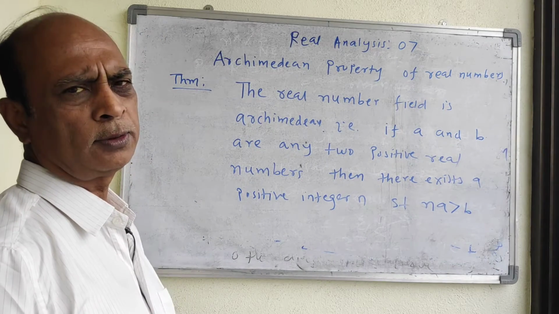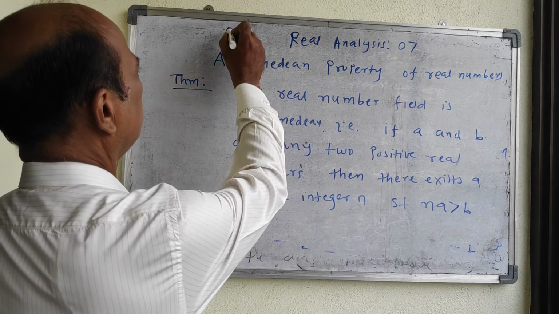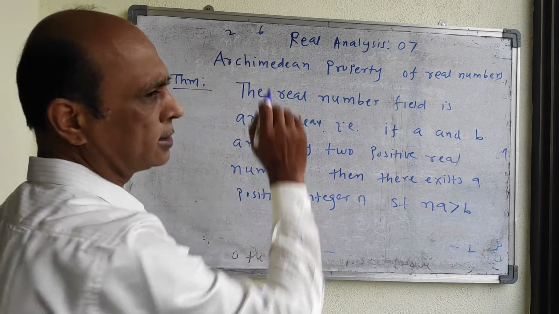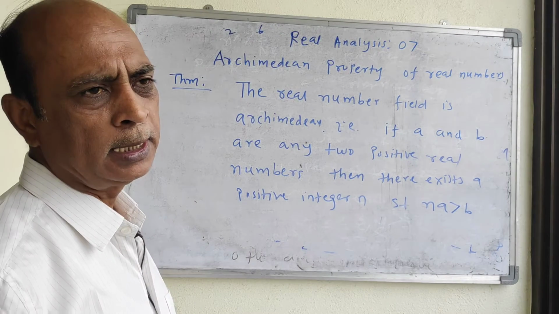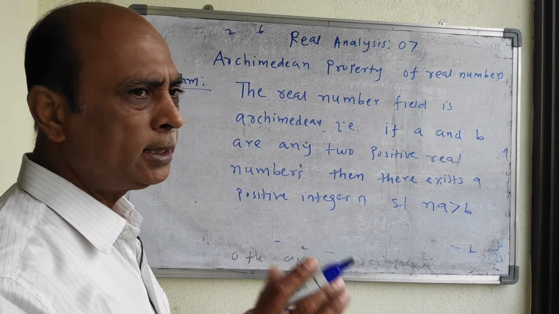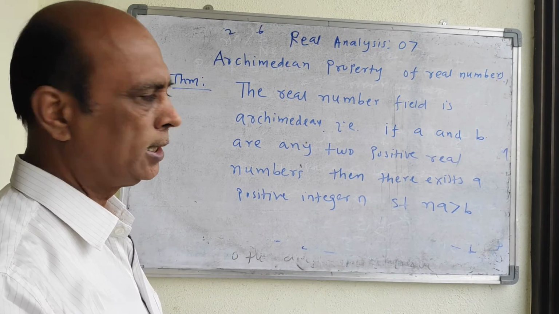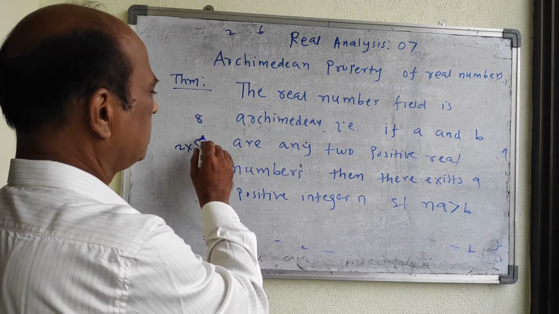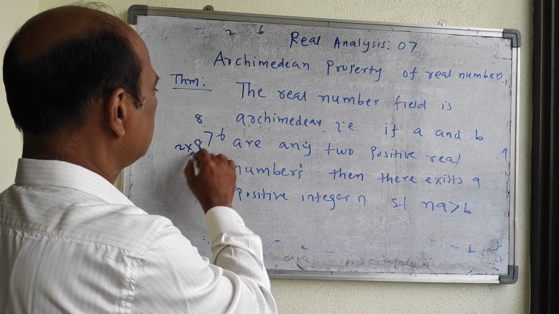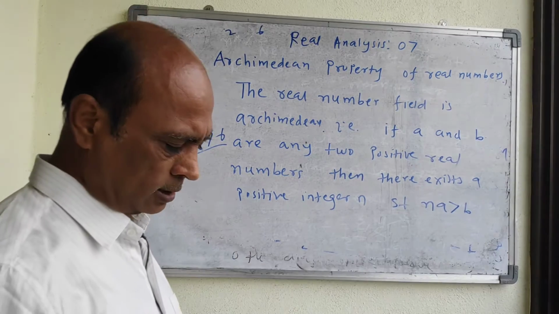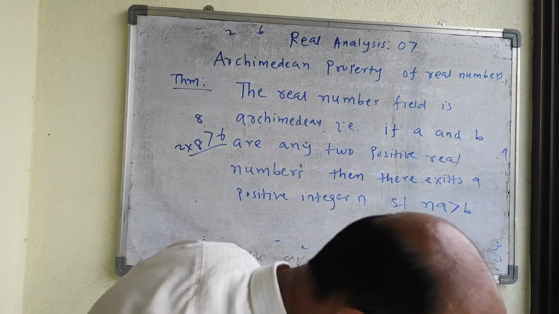Any two positive real numbers. Suppose, for example, 2 and 6. These are the two positive real numbers. Then there must exist a positive integer, suppose 8, such that 2 into 8, that is 16, is greater than 6. 6 is B. So this is the theorem, and we have to prove this theorem now.